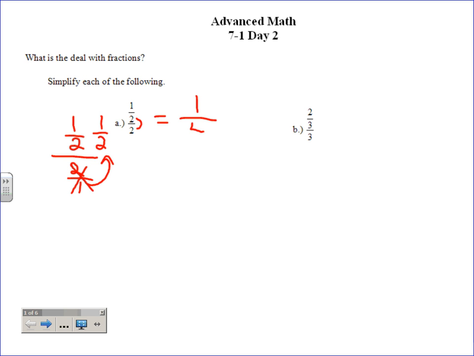2 times 2 is 4. Okay? Because when you're multiplying, you multiply straight across. This is not cross-multiplying because it's not two fractions equal to each other. Okay, it's just straight across.